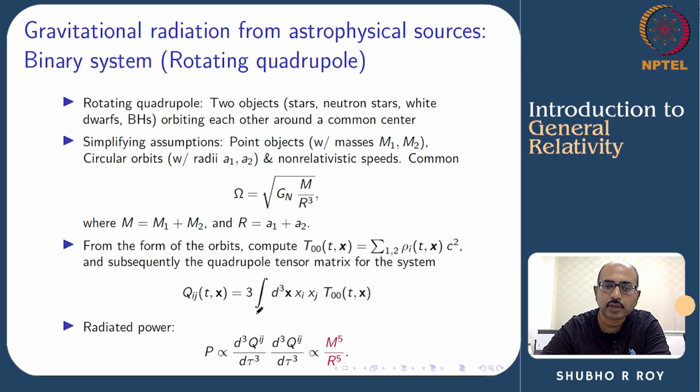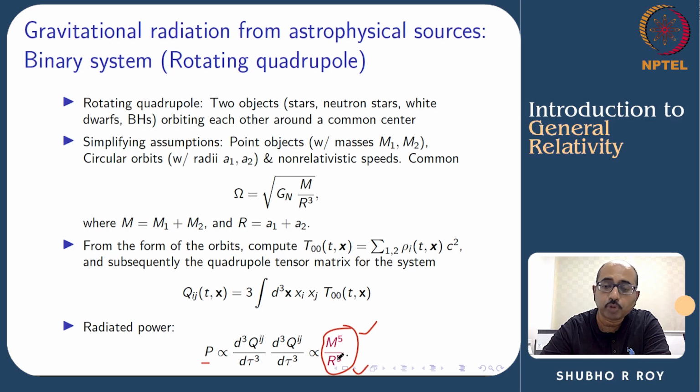And then once we have the Q, we can directly use the formula that the power of quadrupole radiation is proportional to the square of the third order time derivative of the quadrupole moment. If you plug it in, what you get is that the radiated power is proportional to the fifth power of the mass, and inversely proportional to the fifth power of the separation R. The rest of the proportionality constant is G Newton and some factors of c and other universal factors, pi's and so on. I'm not going to be bothered by that.